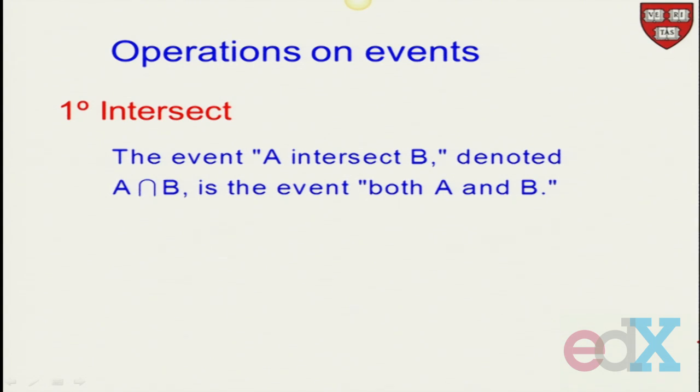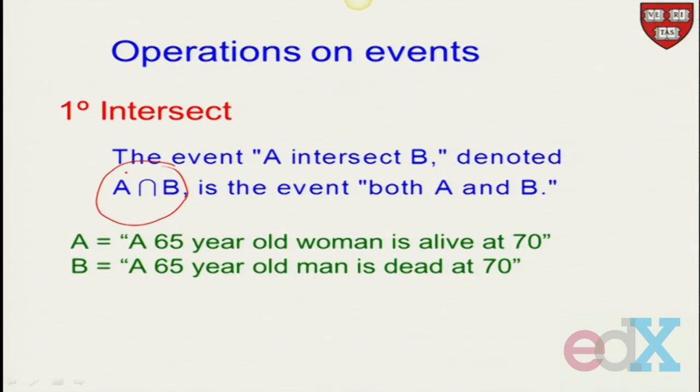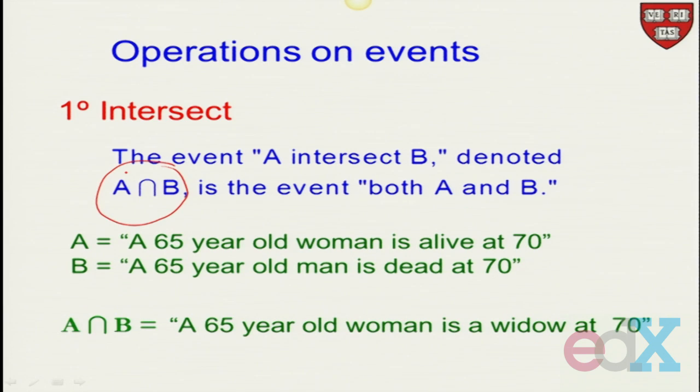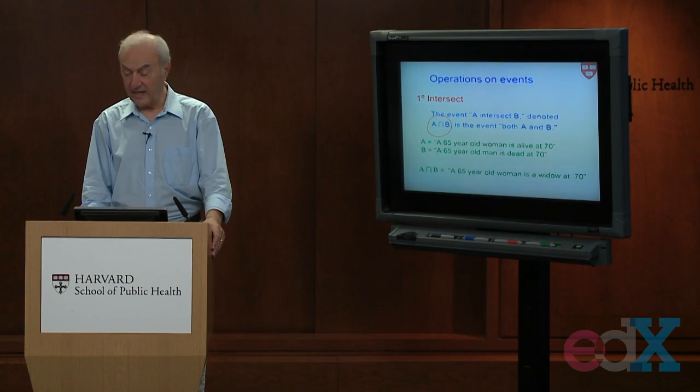So, for example, there is the notation we use. We use A, upside down cup, B. This is the event that we have both A and B. So, for example, if the event A is that a 65-year-old woman is alive at 70, and the event B is that a 65-year-old man is dead at 70, if they married, then the event A and B is that she will be a widow at age 70. Okay, so we want both, that she is alive at 70 and that he is dead at 70. Right? So that's A and B.